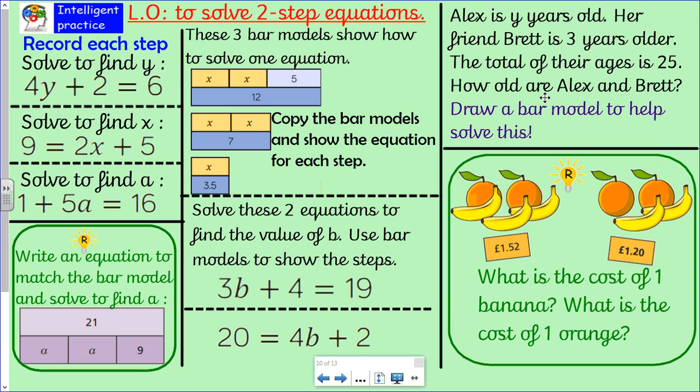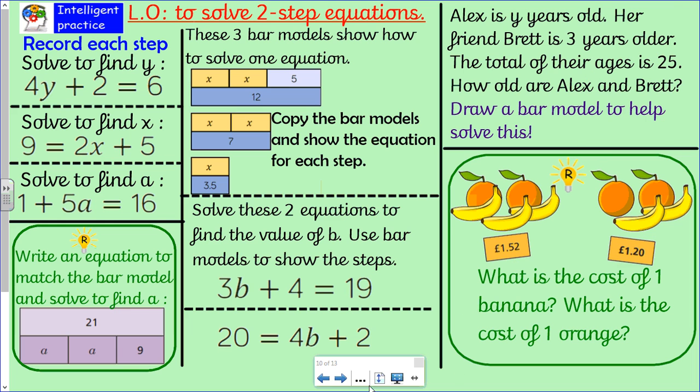Right, here, do you know these questions, year six? I'm just not a fan of them. I don't know why. Alex is y years old. Her friend Brett is 3 years older. The total of their ages is 25. How old are Alex and Brett?